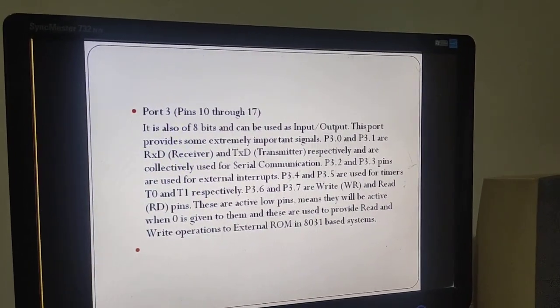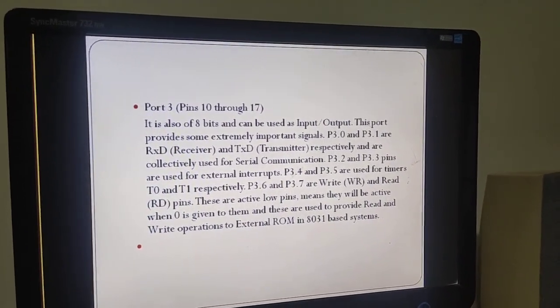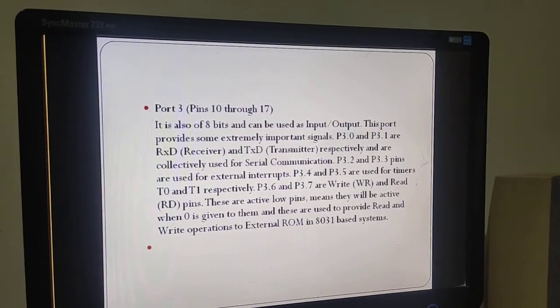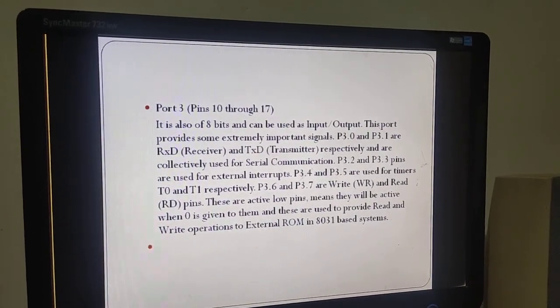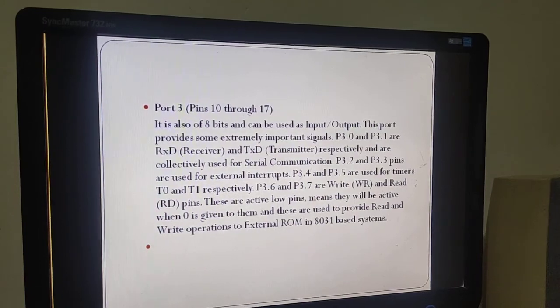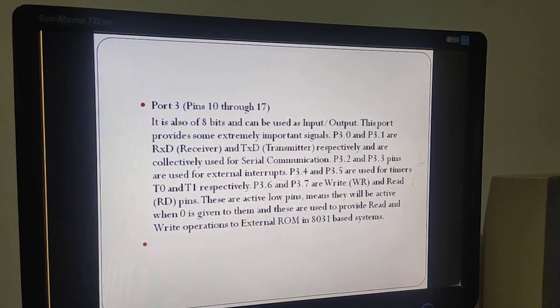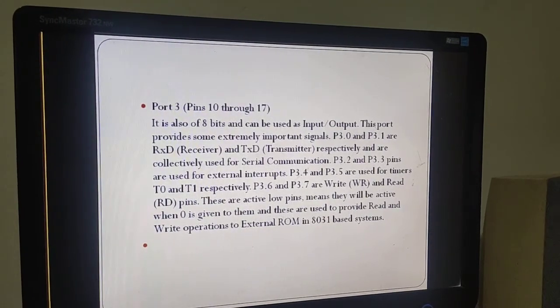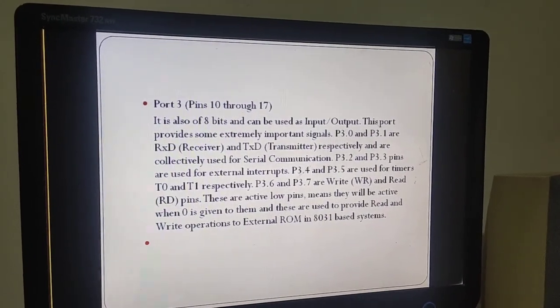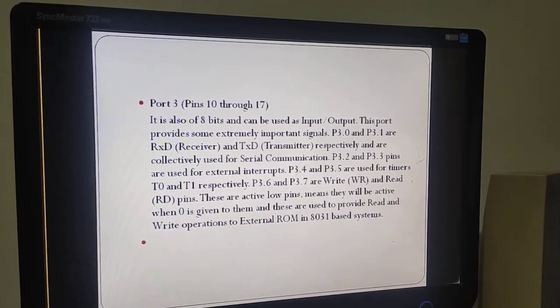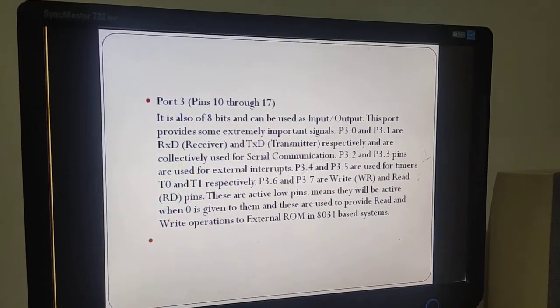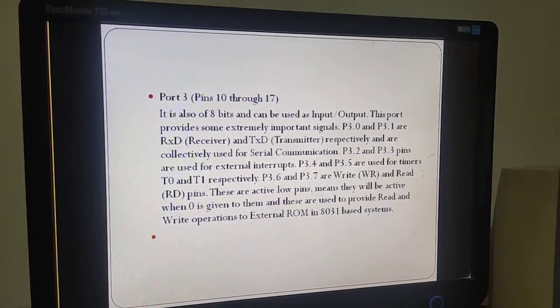3.2 and 3.3 are used for external interrupts. 3.4 and 3.5 are used for timers T0 and T1. 3.6 and 3.7 are used for write and read pins. They are active low pins, that is, whenever 0 is given to them, they provide read and write operations to external ROM and 8031 based systems.